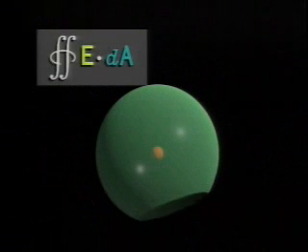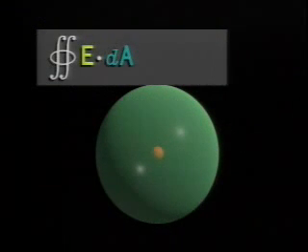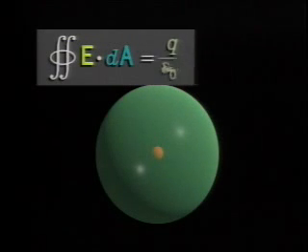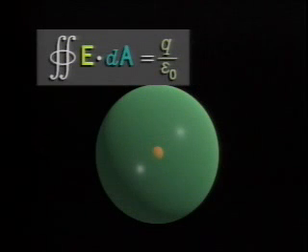But the electric flux is different from that of water and magnetism. There can be an electric flux out of a closed surface. According to Gauss's law, it's proportional to the net electric charge inside.